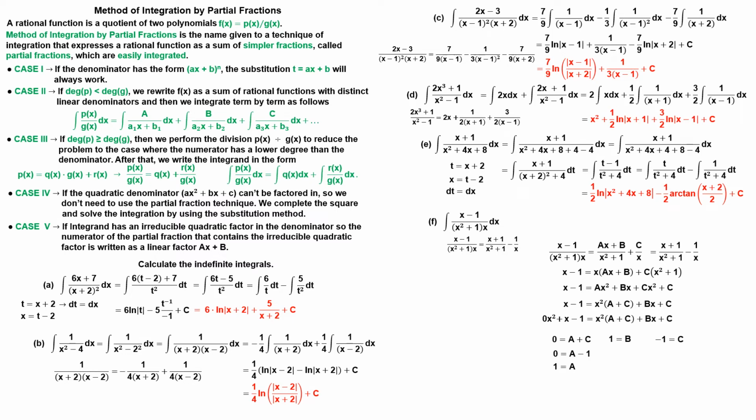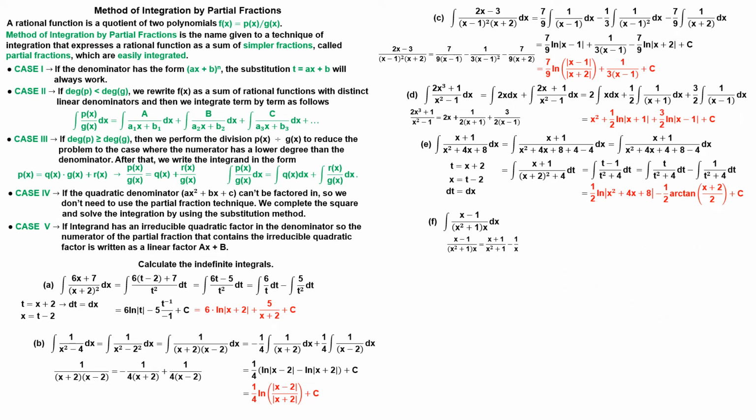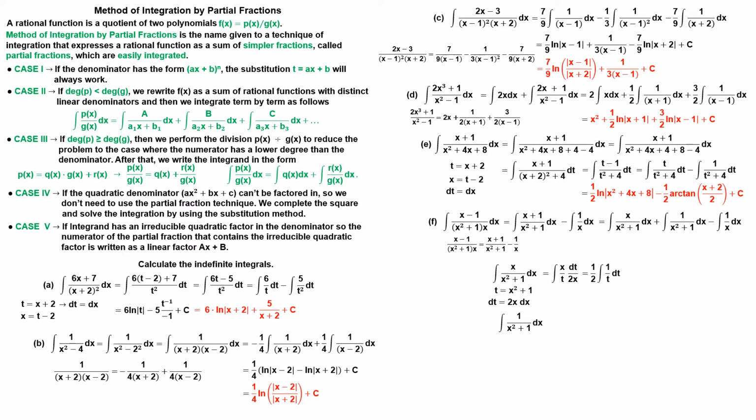So we obtain the partial fractions. We now split up the original integral and integrate term by term. The first integral is solved by substitution, t equals x squared plus 1. The second is done with the arctangent rule. And the third integral is a logarithm. Pay attention.